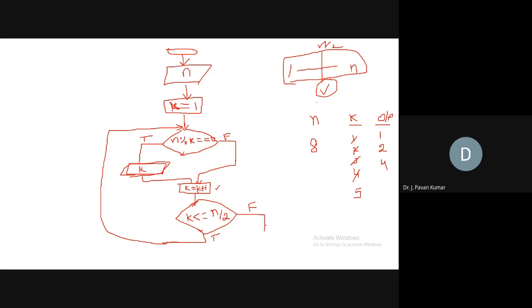So it will come here. What is the output so far? 1, 2, 4. What should be the output? What are the factors of 8? So what should be the total output? 1, 2, 4, 8. Yeah, 1, 2, 4, 8. So 8 should be displayed.